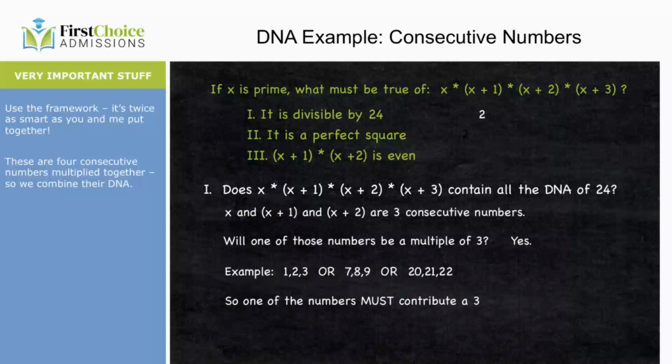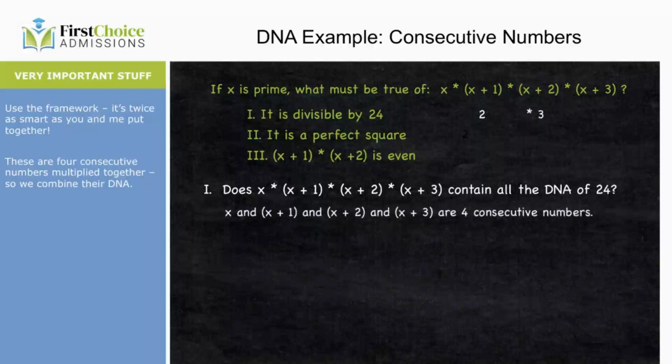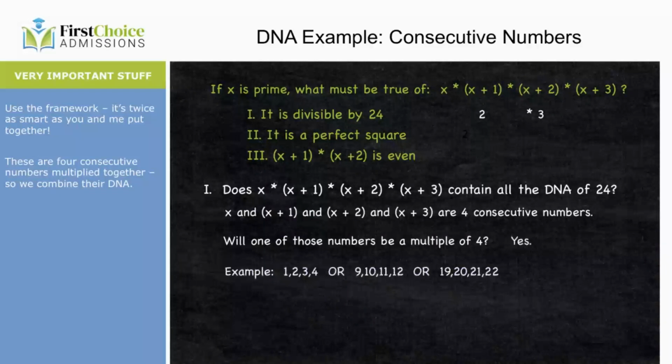Do we know which of the numbers does that? No, we don't, but one of those numbers must. Okay, now let's take a look at the entire string: X, X plus 1, X plus 2, X plus 3. Now those are 4 consecutive numbers. Will one of those numbers be a multiple of 4? Absolutely, it has to be. There is no way to write down 4 consecutive numbers and not have one of those numbers be divisible by 4: 1, 2, 3, 4, or 9, 10, 11, 12, or 19, 20, 21, 22.